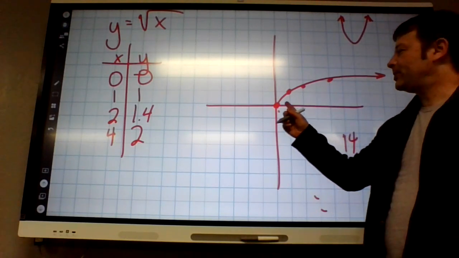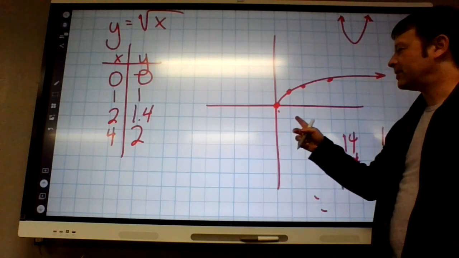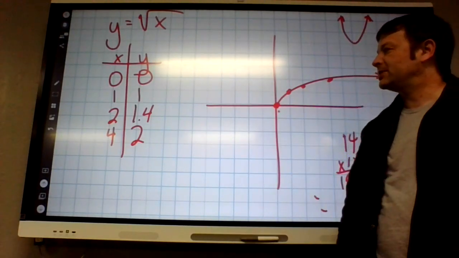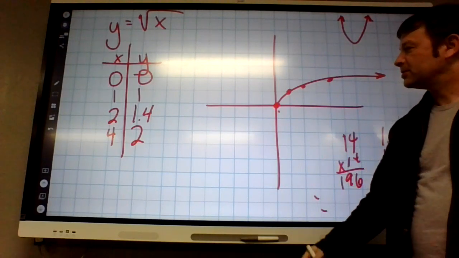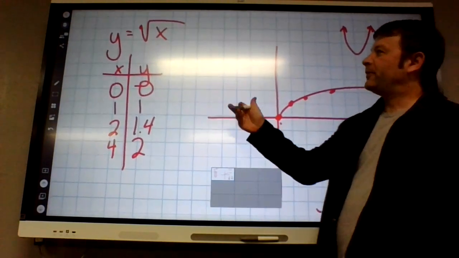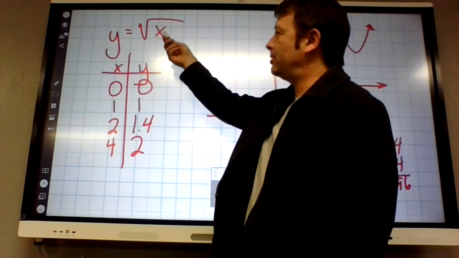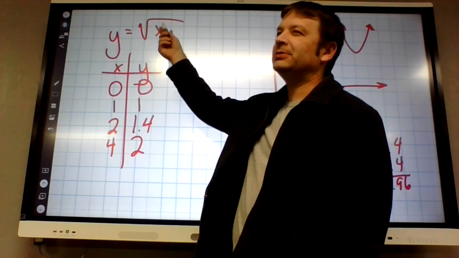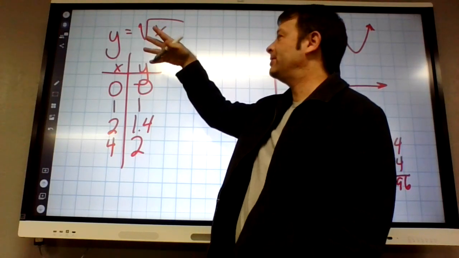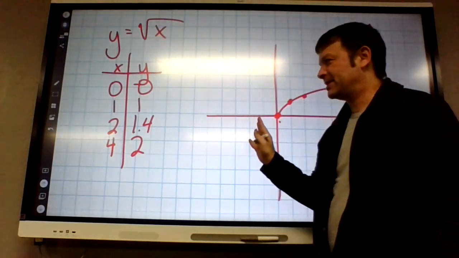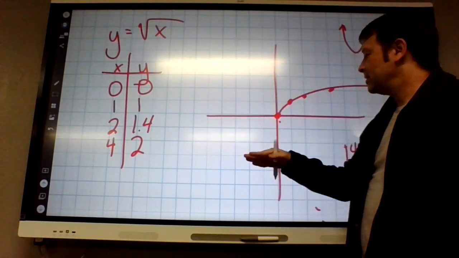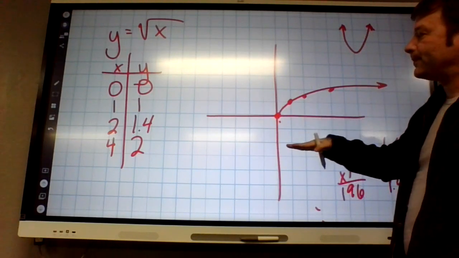What's happening over here, though? What do you guys think's happening over this way? Nothing. Why is nothing happening over there? No negatives. What if I plugged in negative 1, what would happen? It equals i, which is imaginary, so it doesn't exist in this plane. Nothing's going on over here, and nothing's going on down here either.